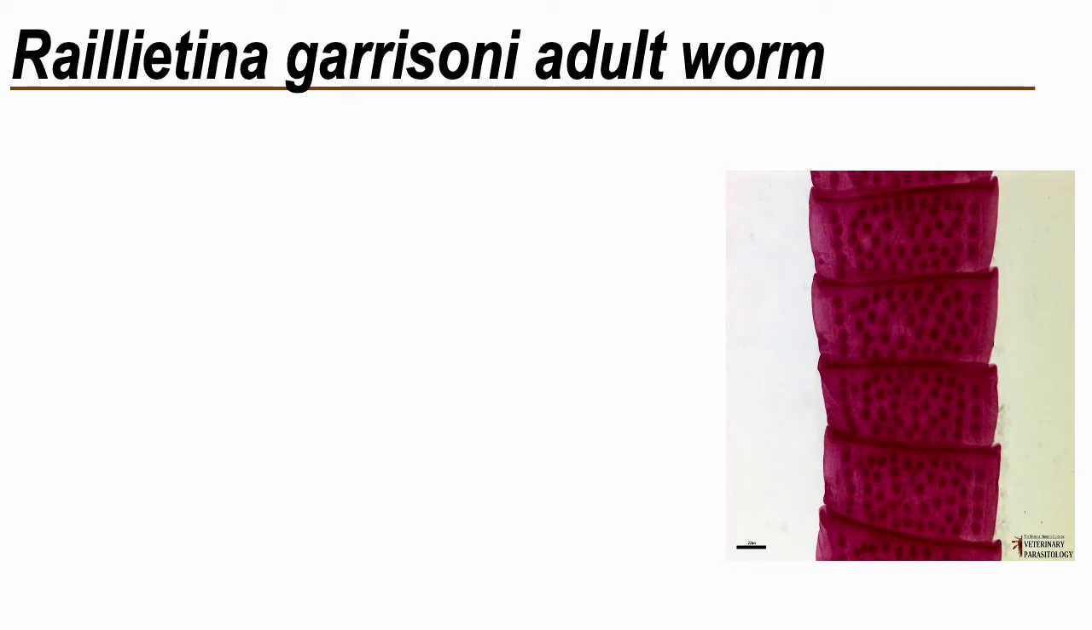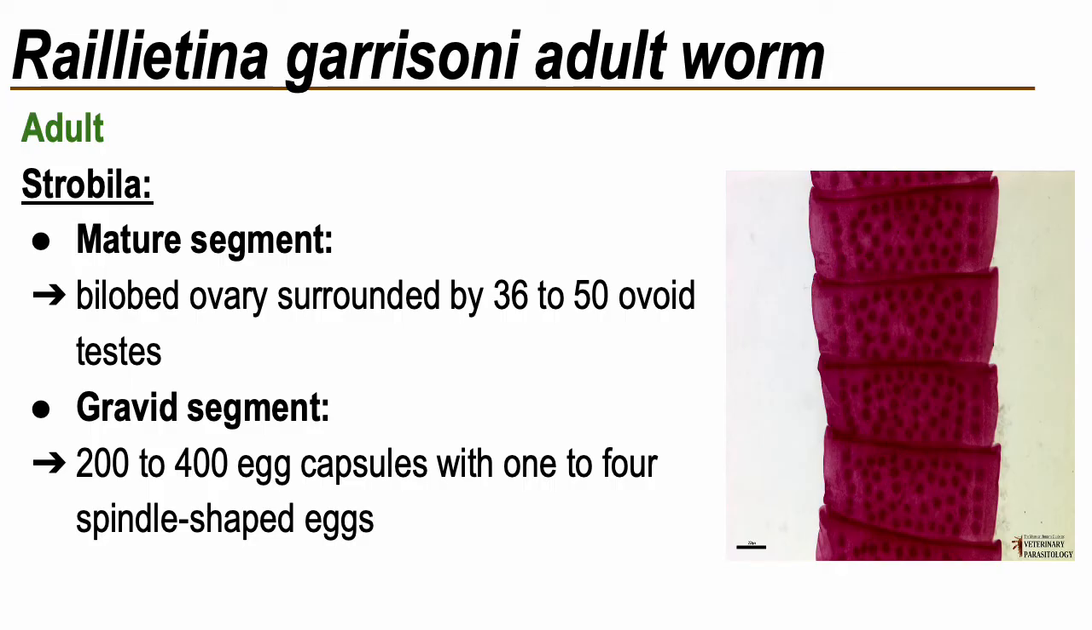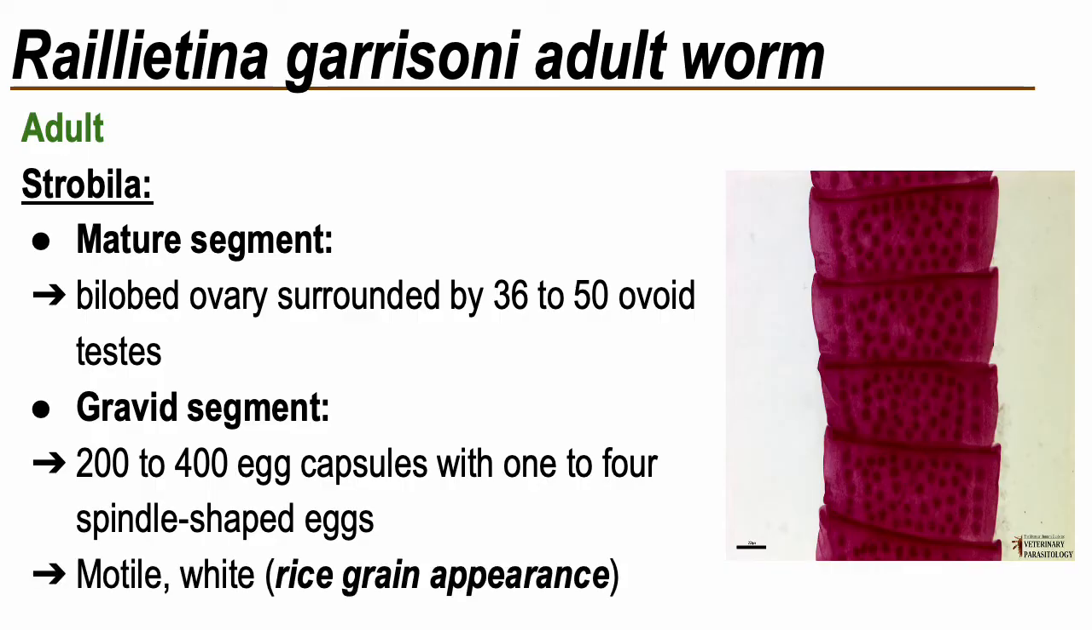For the strobila of this parasite, the mature segment has a bilobe ovary surrounded by 36 to 50 ovoid testes, while the gravid segment is similar to Dipylidium caninum, which has 200 to 400 egg capsules. So within those egg capsules, 1 to 4 spindle-shaped eggs are present. And there are cases, according to Belisario, that this particular segment is motile that appears to be a white rice grain in appearance.